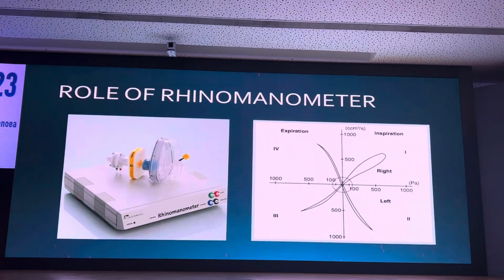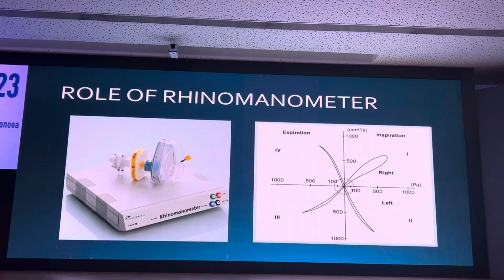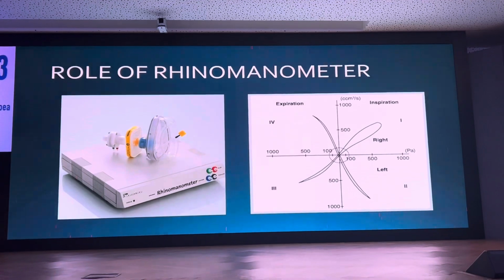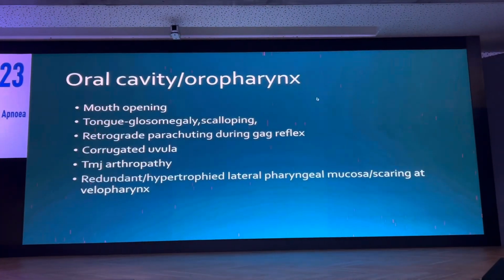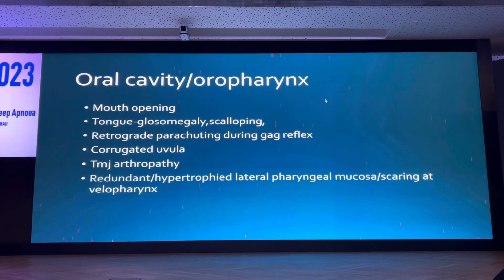So this is a graph for rhinomanometry results. This helps again to assess the nasal airflow and resistance, and in acoustic rhinometry we'll be able to assess the cross-sectional area. When it comes to the next, oral cavity and oropharynx, we need to assess the mouth opening, whether it's 4 centimeters.